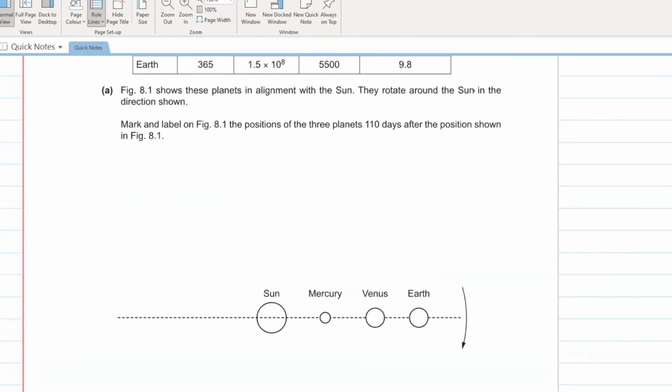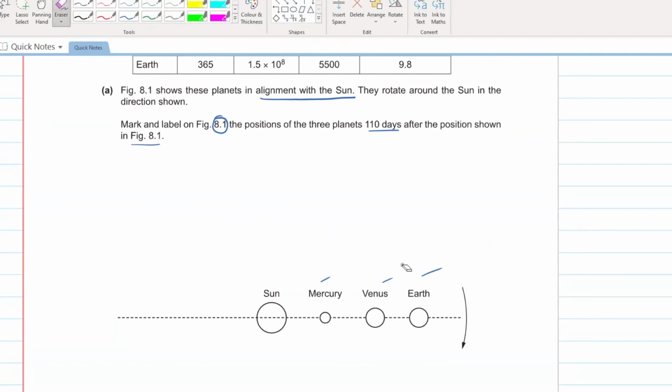Figure 8.1 shows these planets in alignment with the Sun. Mercury, Venus, Earth are aligned with the Sun. They rotate around the Sun in the direction shown, the clockwise direction. Mark and label on figure 8.1 the position of the three planets 1110 days after the position shown in figure 8.1. So we have to mark the position of the planets 1110 days after the position shown in the diagram. Very, very easy.